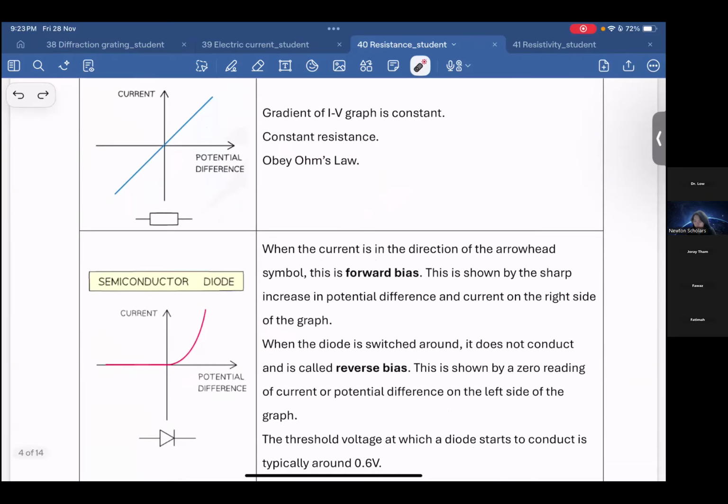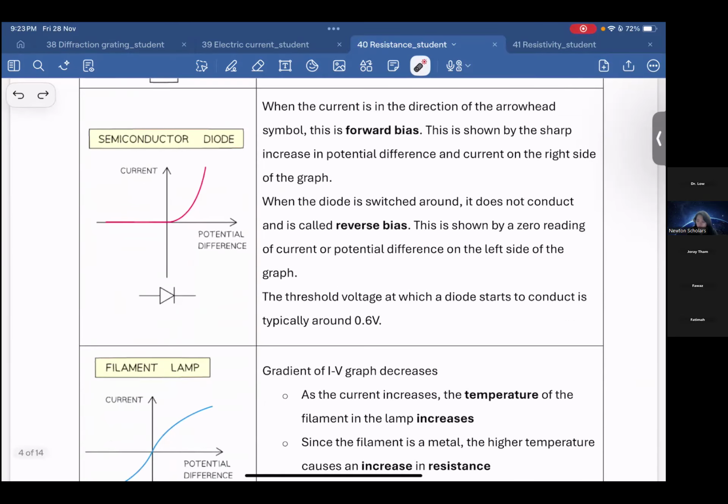So they follow Ohm's law. This one is easy. Next one, diode. In Year 11, we learned about diode. A diode is a component that only allows current to flow in one direction. It helps us rectify AC to DC. When the current is in the direction of the arrowhead, the same direction, the diode will allow current to flow. In this situation, we say the diode is in forward bias.